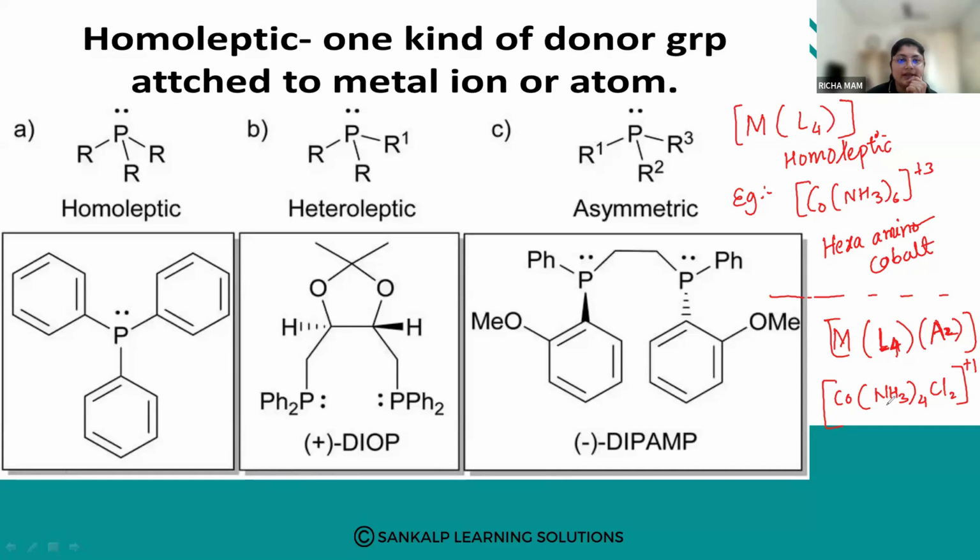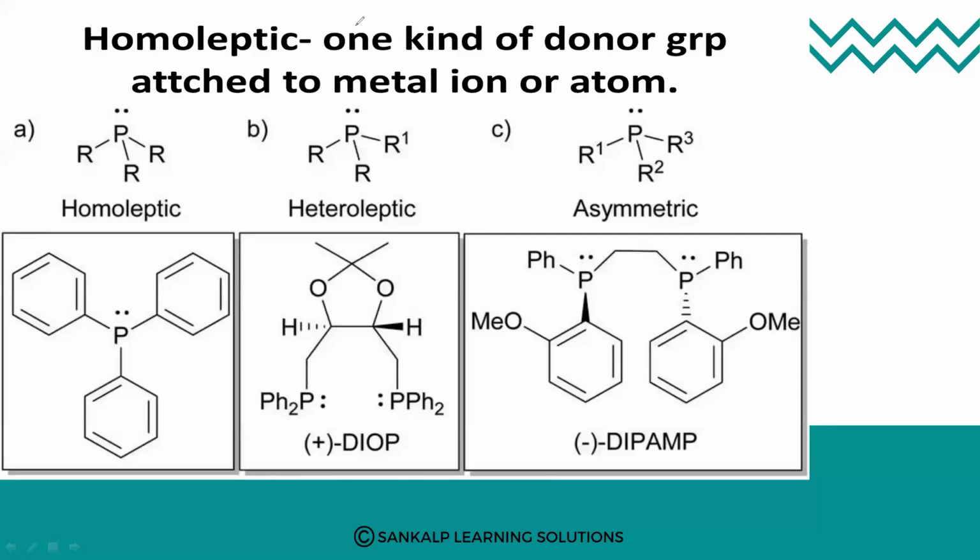What is homoleptic? If the metal is linked to only one kind of donor atom, then they are called homoleptic complexes. And what do you mean by heteroleptic complexes? Complexes in which the central metal ion is bound to more than one kind of donor atoms or donor groups are called heteroleptic. Is it clear, the difference between homoleptic and heteroleptic? Any doubts?